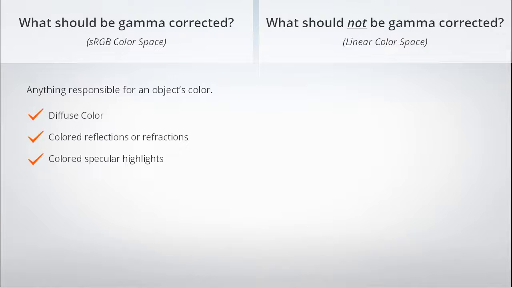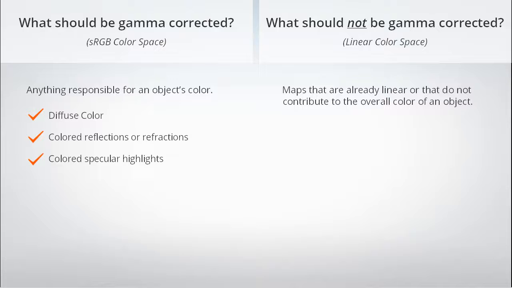Now, what should not be gamma corrected and needs to stay in a linear color space, therefore color management is going to basically ignore it? Well, that is basically maps that are already linear or that do not contribute to the overall color of an object. That can be a number of different maps, so let's run through a few. Bump maps and normal maps fit into that category. We don't want any kind of adjusted gamma on those because it's going to change the way those maps look when we render our scene.